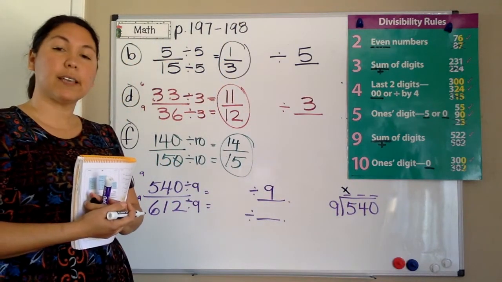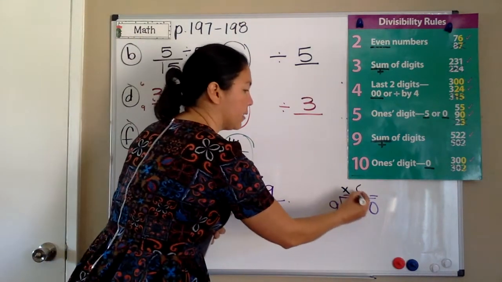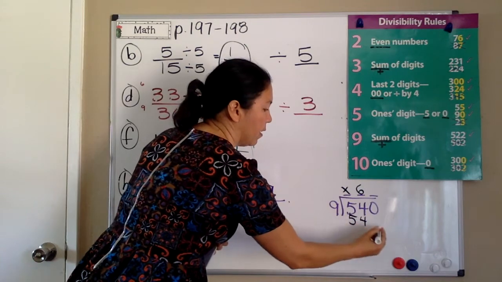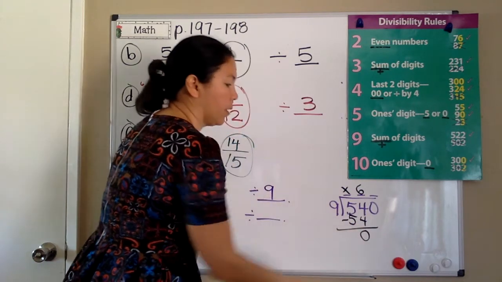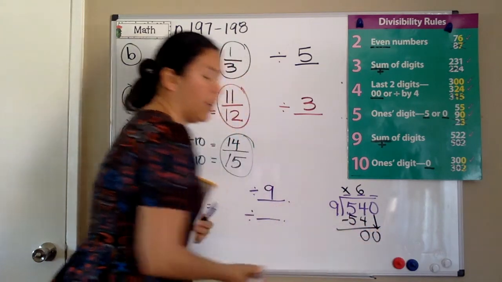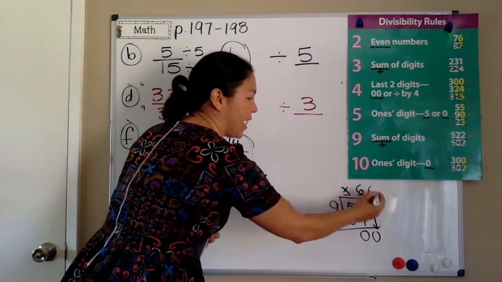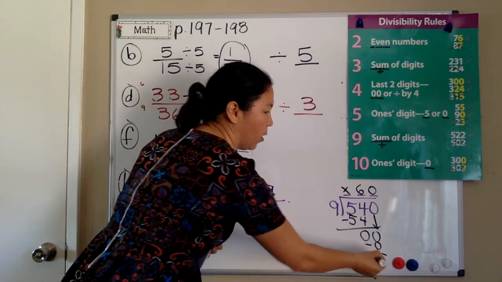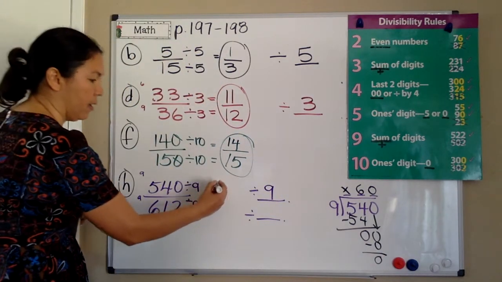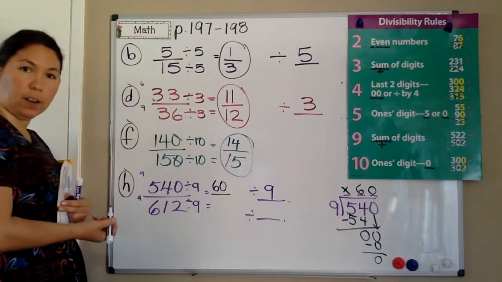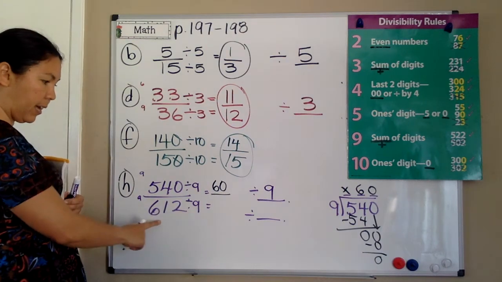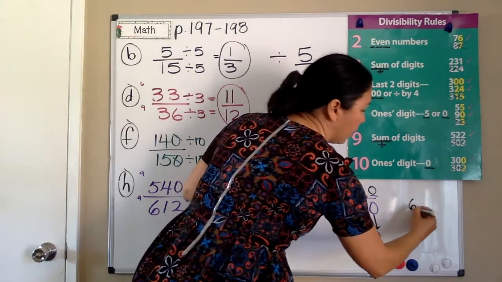How many 9s can go into 54? 6. Very good. Let's subtract that. Bring down our 0. How many 9s can go into 0? 0. And that's our last spot. We know that's going to be 0. So 60 is our numerator. And now we've got to do 9 into 612.